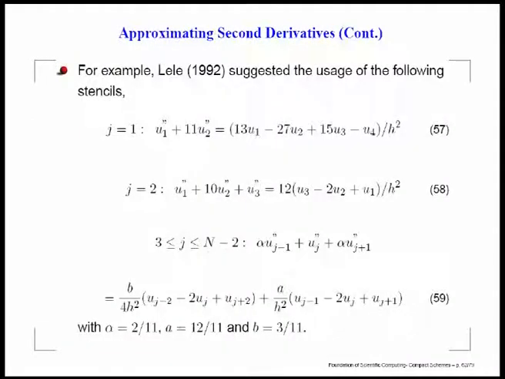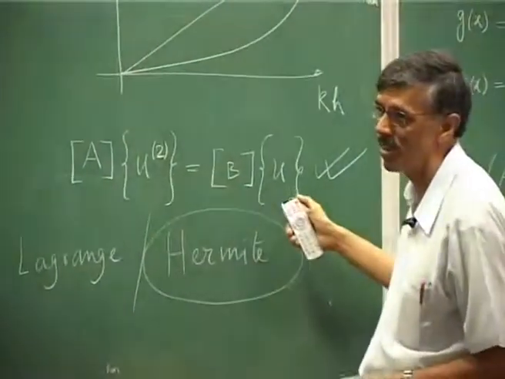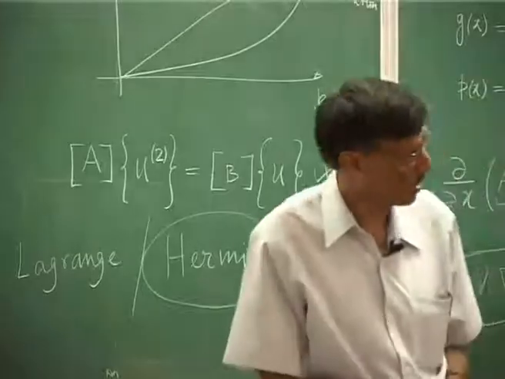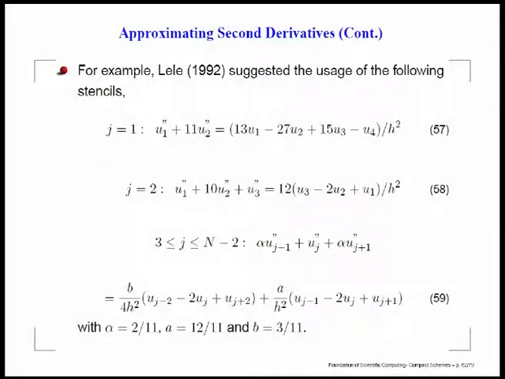So, what we can do instead, as I told you, is take the general principle of evaluating the second derivative directly from the function itself. Okay. And this is what in fact Lele has already done. So, as you can see, Lele's method for j equal to 1 uses this stencil, j equal to 2 uses this stencil, and j equal to 3 uses this, and all that remains is to figure out this alpha, a and b. Okay, I think in the next meeting we should be able to wrap this thing up. We are virtually done there.